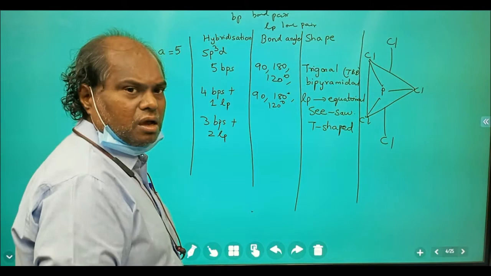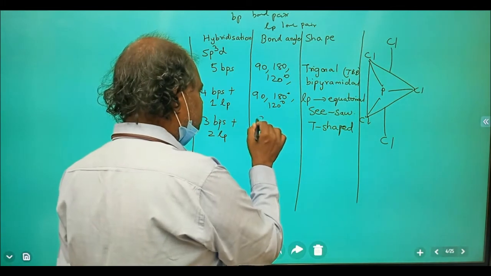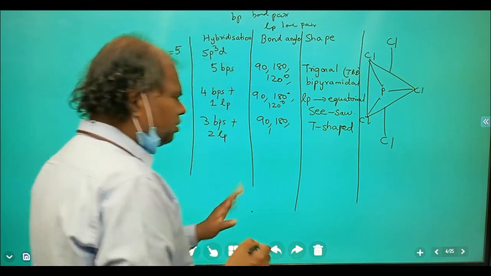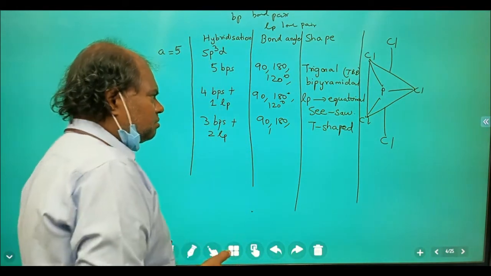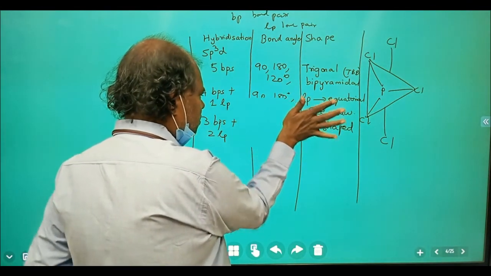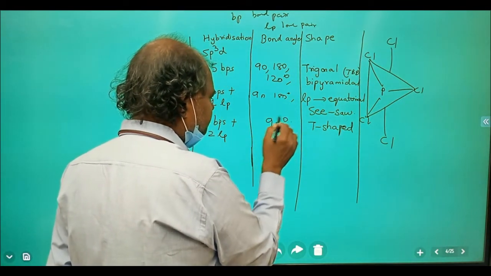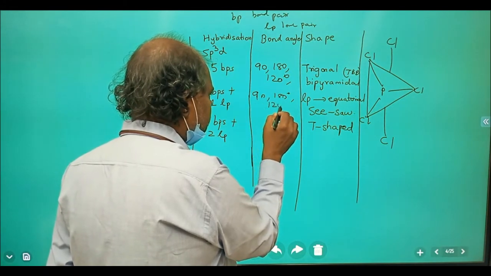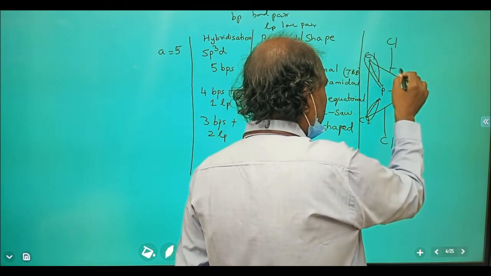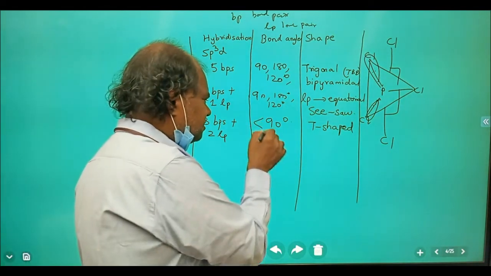What are the bond angles you will get? Again you will get the same bond angles, 90, 180. But please remember, here you will get only 90, 180 for the lone pairs. As far as bond angle is concerned, you will get T shape, so you will get only 90 degree. Lone pair will come here, so you get this angle, slightly less than 90.